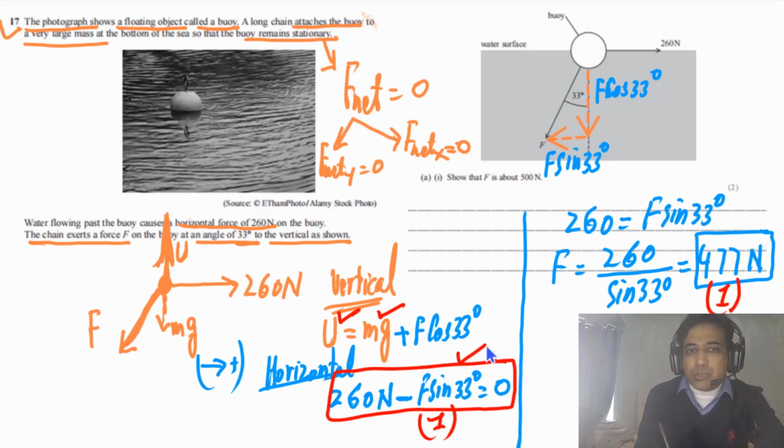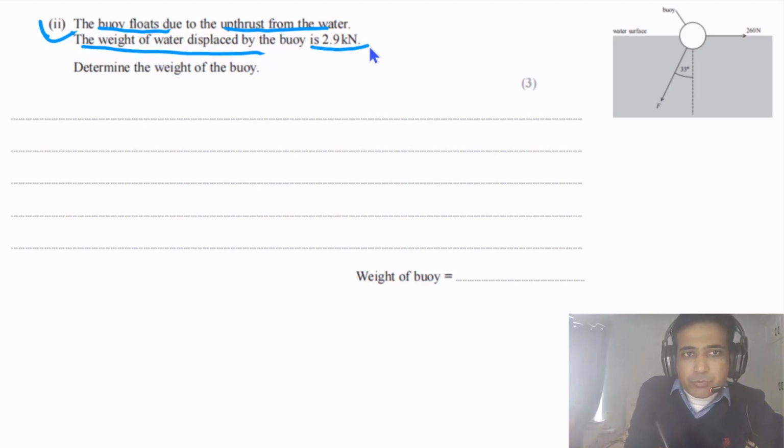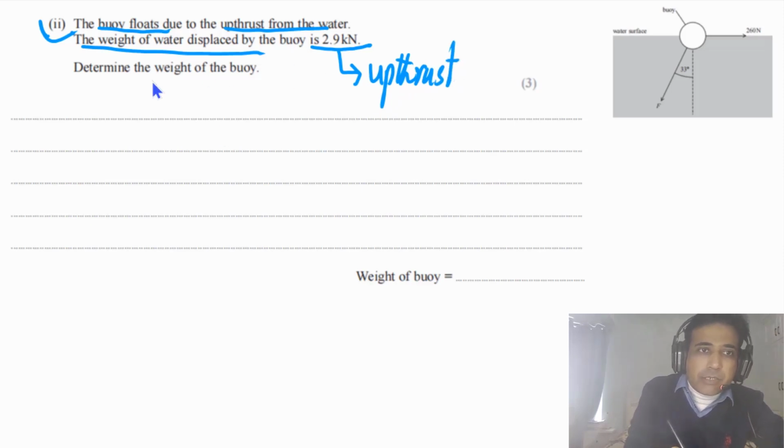So we have to use forces acting along horizontal. Part 2 says the boy floats due to the upthrust from the water. The weight of water displaced by the boy is equal to 2.9 kilonewtons. Weight of fluid displaced by any object is equal to the upthrust acting on that object. So it means the value of upthrust is given to us, and we need to determine the weight of the boy.